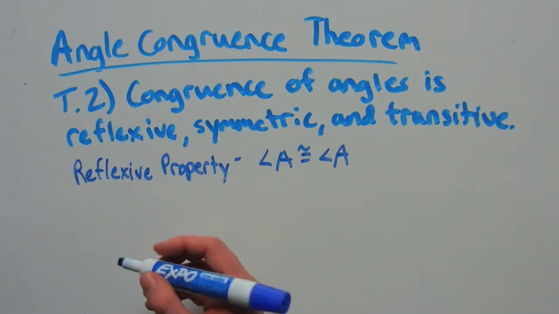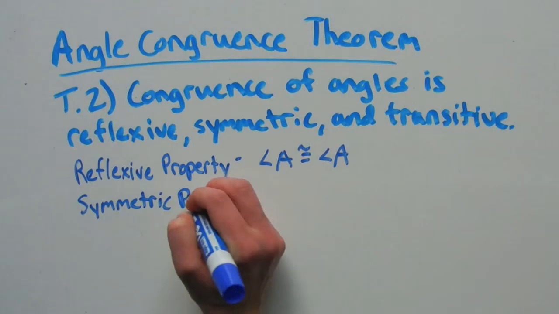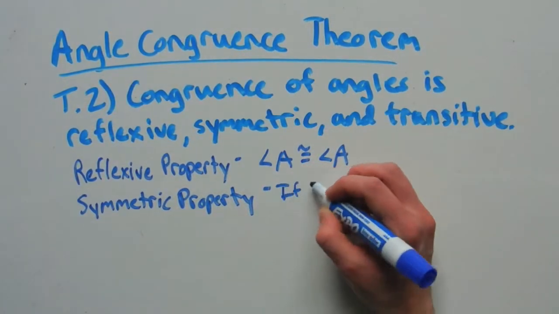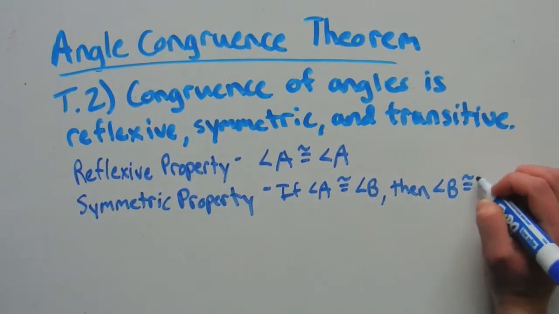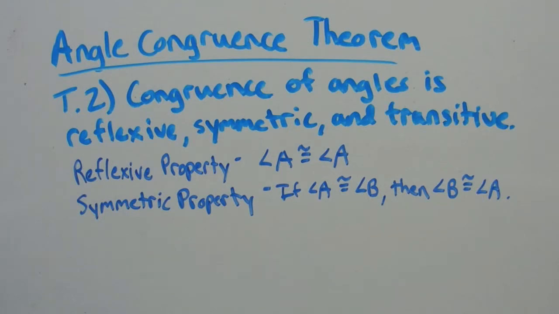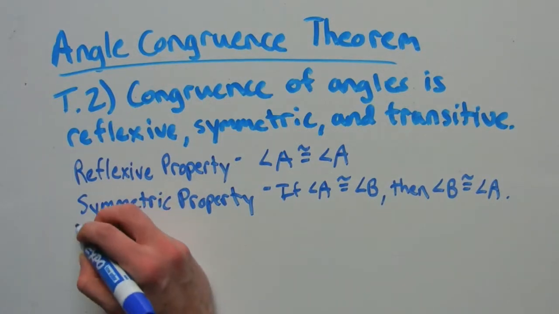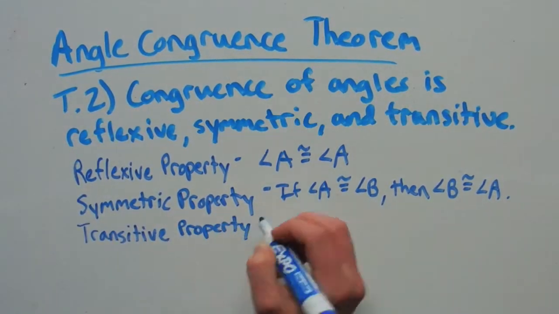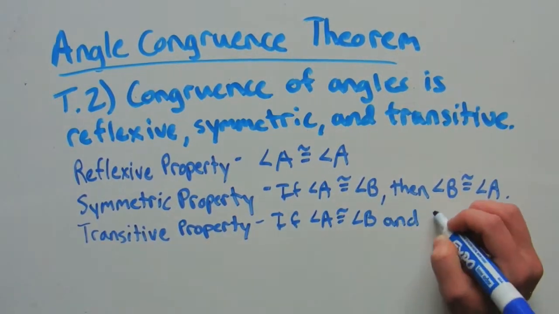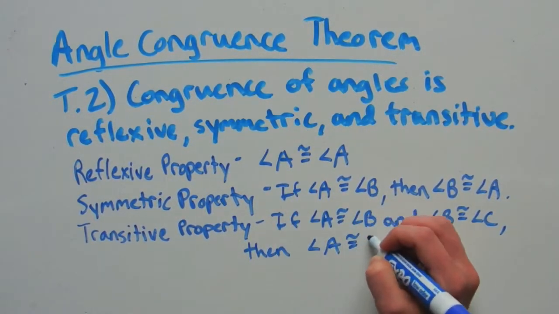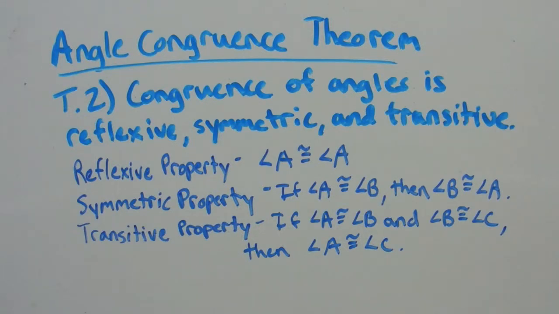Next we have symmetric, which says that if angle A is congruent to angle B, then angle B is congruent to angle A. And transitive, which says that if angle A is congruent to angle B, and angle B is congruent to angle C, then angle A is congruent to angle C.